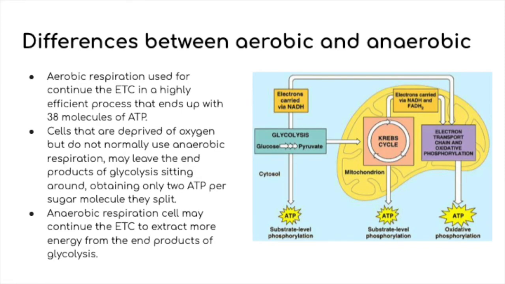And lastly, for the differences between aerobic and anaerobic respiration. Aerobic respiration continues to the ETC in a highly efficient process that ends up with 36 to 38 molecules of ATP. Cells that are deprived of oxygen but do not normally use anaerobic respiration may leave the end products of glycolysis sitting around, obtaining only 2 ATP per sugar molecule they split. An anaerobic respiration cell may continue the ETC to extract more energy from the end products of glycolysis.